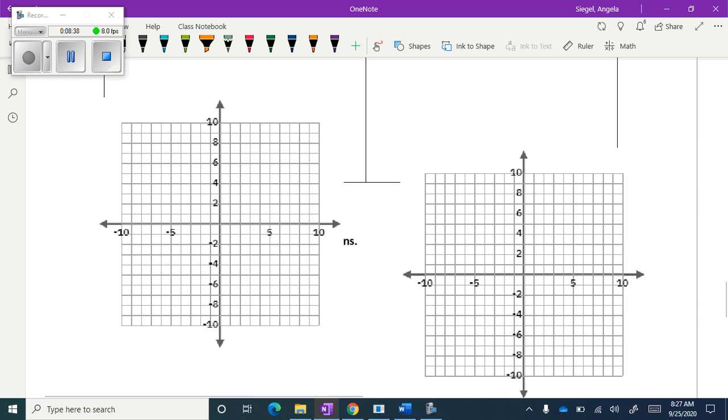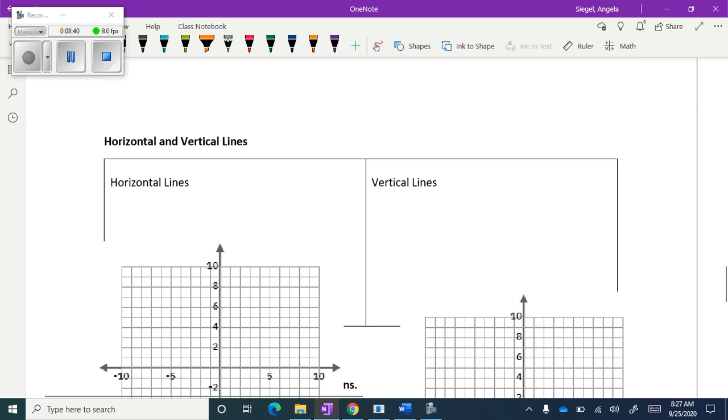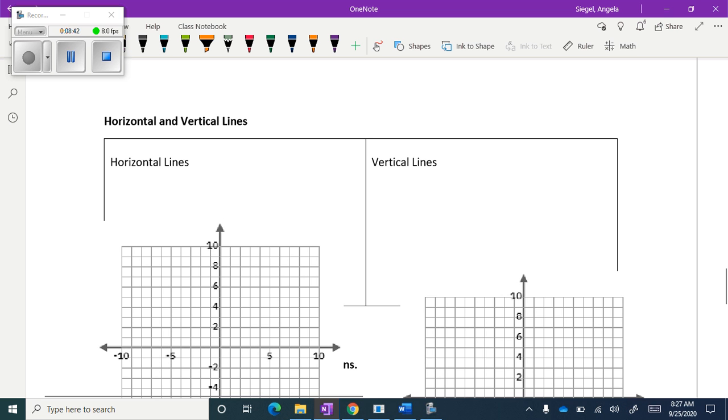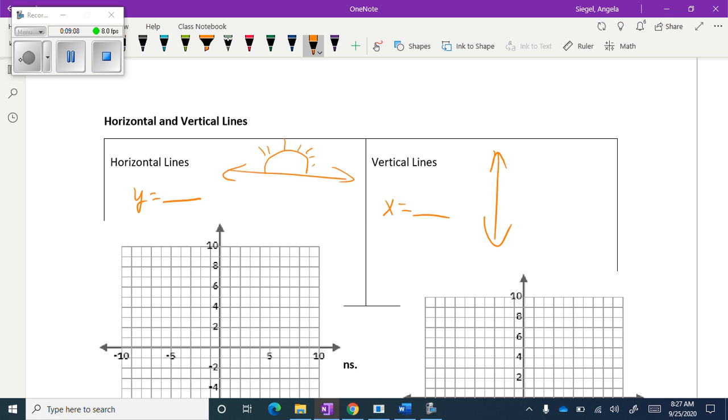Okay, something else. Ooh, I do not like the way this printed off. Something else that students get confused with is what makes a horizontal line and what makes a vertical line. First of all, horizontal lines look like this. Think about the sun on the horizon. Vertical lines are going to look like that. Anytime you have a horizontal line, it's going to be y equals something. Anytime you have a vertical line, it's going to be x equals something.